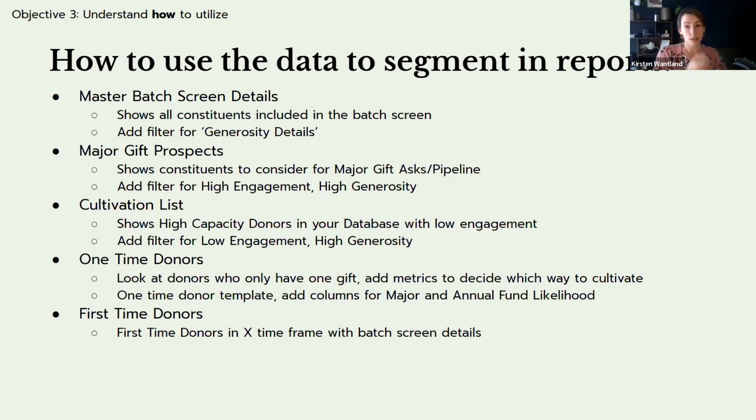The next one we're going to look at is Cultivation List. So this report can show high capacity donors in your database with low engagement. One-time donors, that's a report for any constituents in your database that only have one transaction for whatever reason. So we're going to add some metrics in there for the ones that were included in the batch screen and decide which way to cultivate them. And then if we get time, we're going to look at that first-time donors report. So we're going to see first-time donors in whatever time frame we decide, and then we're going to see if any of them have batch screen details.